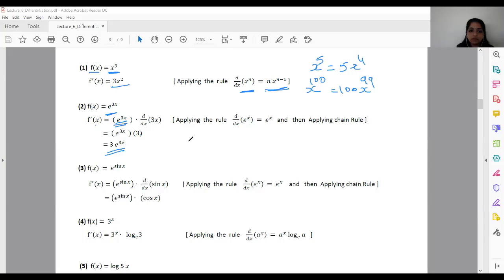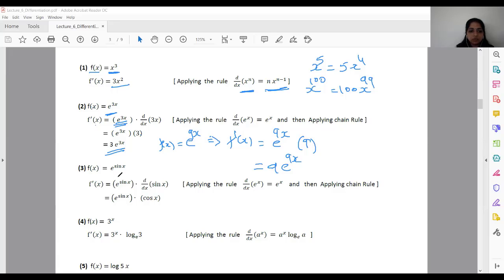So similarly, if we are given e raised to 9x, then if our function is e raised to 9x, the derivative is e raised to 9x, keep it same. And by applying the chain rule, the derivative of 9x, d by dx of 9x, that is 9. So 9 e raised to 9x, right?